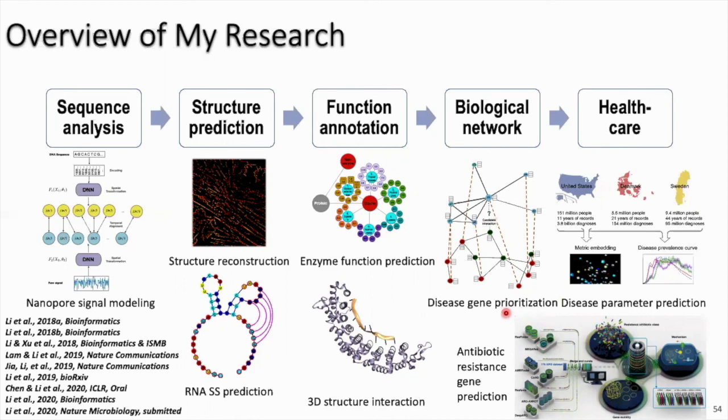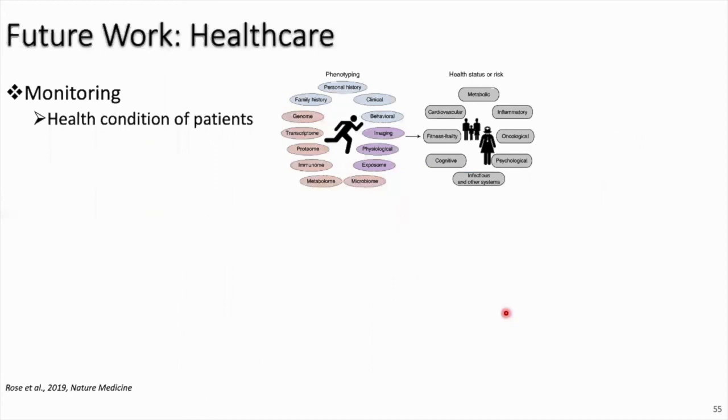In the future, I want to build strong connections between different elements within this research chain by tackling hard but important healthcare problems. Essentially, the healthcare problems can be divided into 3 categories: monitoring, diagnosing, and curing. So for monitoring, we want to predict the health condition of patients. We want to predict their future health condition based on their current health condition, genetic information, as well as other auxiliary information, so that we can make some preparation in case of emergency.